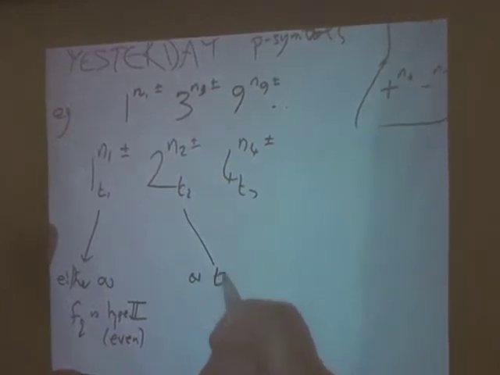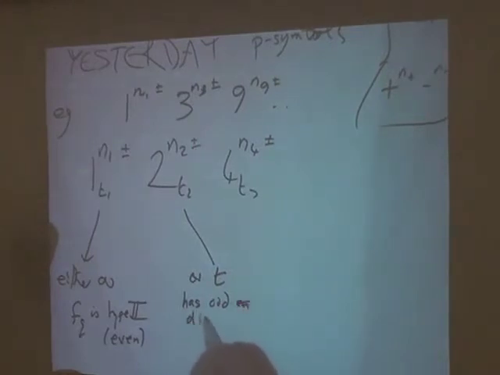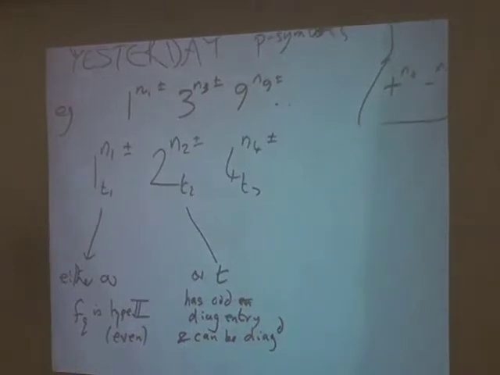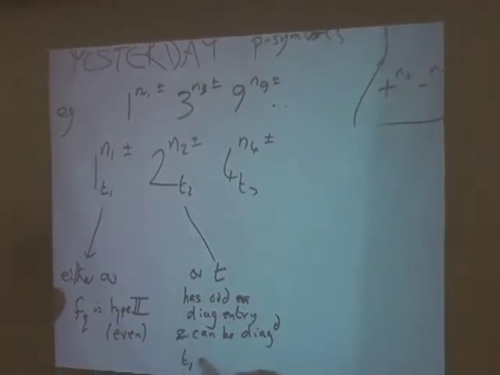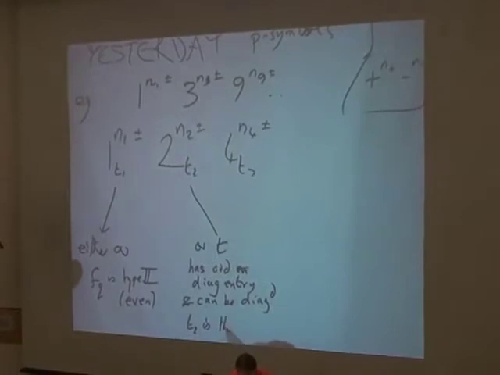some kind of t, and then it has an odd diagonal entry and can be diagonalized. It can be diagonalized because it's easy to prove that if a form whose determinant is odd has an odd diagonal entry, then you can still diagonalize it. So it can be diagonalized, and t2 in this case is the trace.